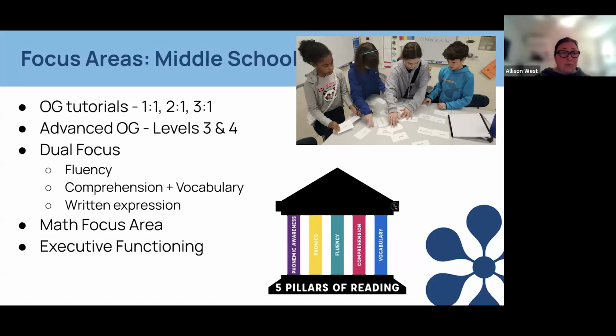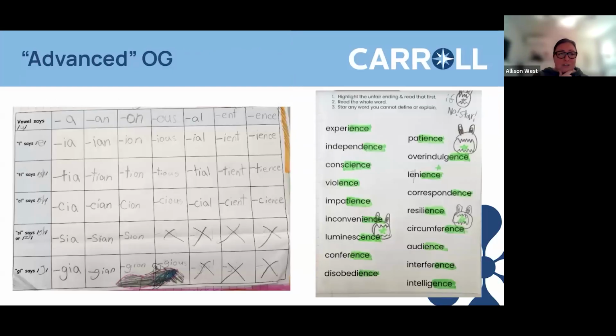In some years, we've had math focus areas. We've also offered focus areas that are really tailored to build executive functioning skills through project-based pursuits or inquiry-based projects. On the next slide, you'll see here an example of what a student might be covering in an advanced OG, and that's the upper level 3 and 4 group. And here we have an example.